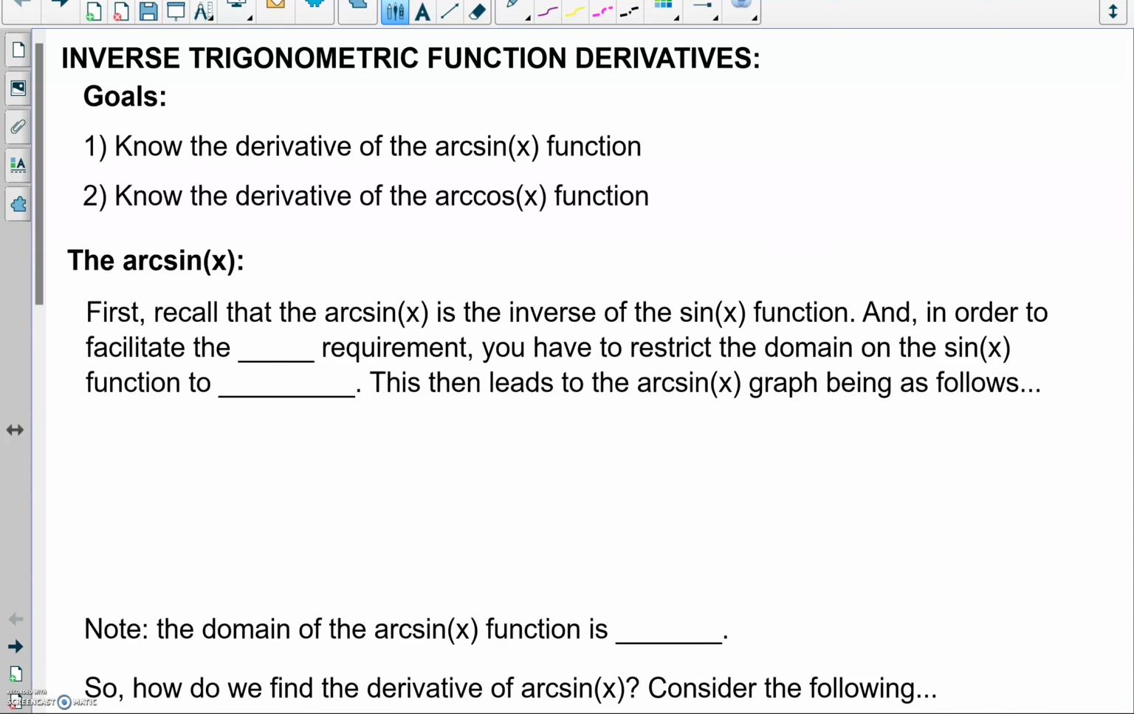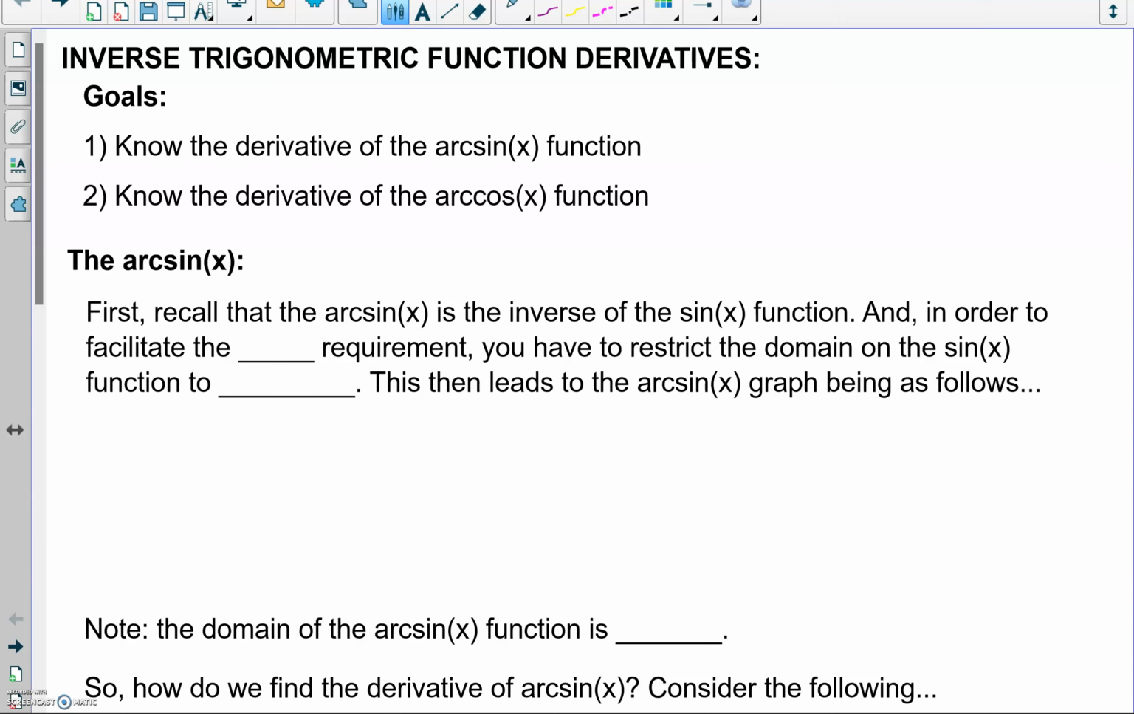Inverse trigonometric function derivatives. Goals here: know the derivative of the arcsine function and know the derivative of the arccosine function. We'll focus on the arcsine first, and the first thing you need to do is recall that the arcsine is the inverse of the sine function.